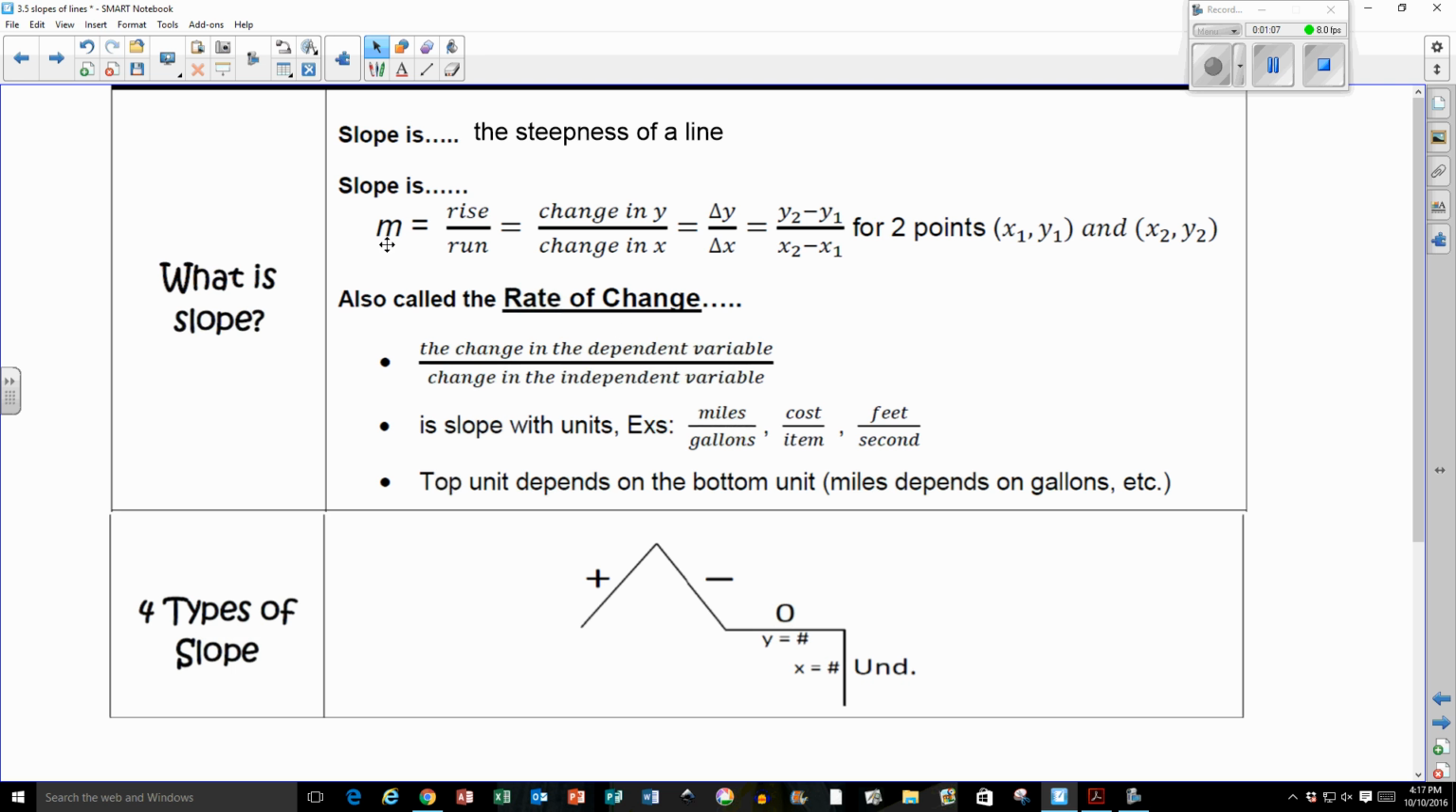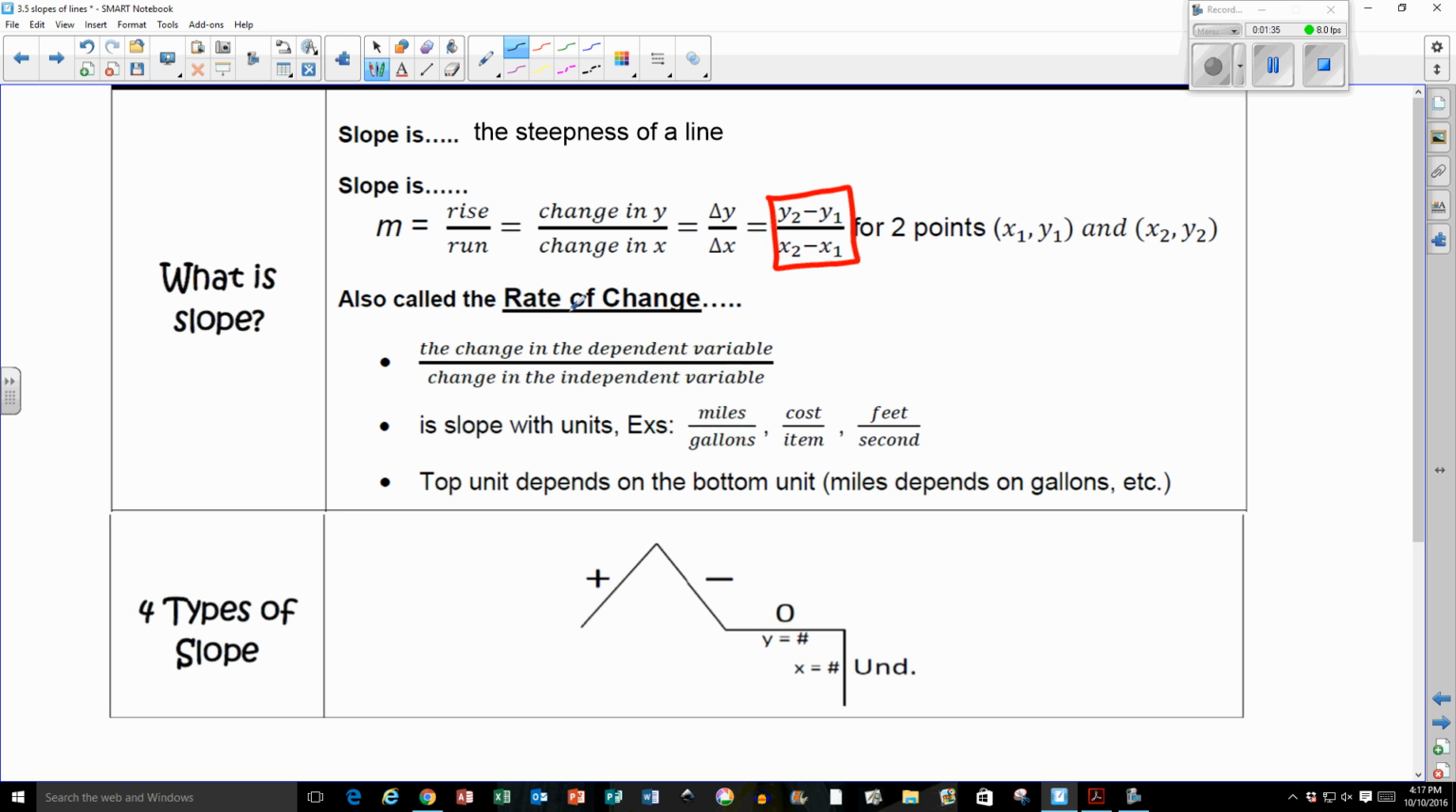Slope is rise over run, also known as the change in y over the change in x, notated as delta y over delta x, which means y2 minus y1 over x2 minus x1 for any 2 points. So as long as you have 2 points and you label them, you plug them into this lovely formula for slope.